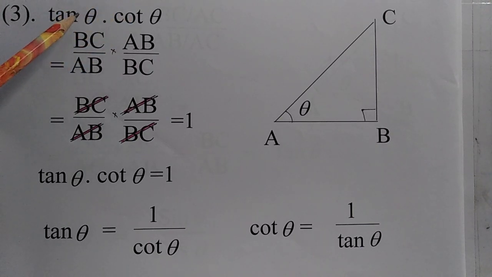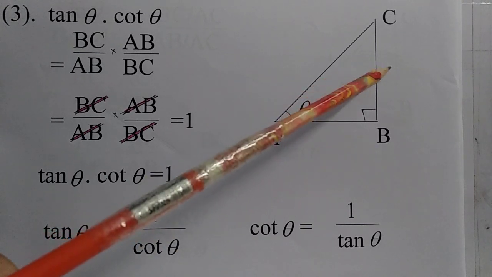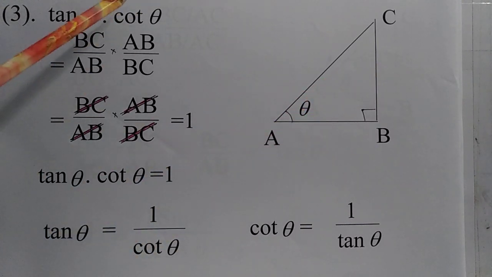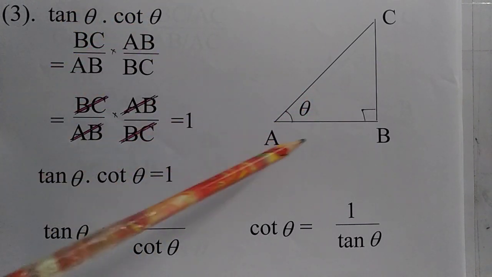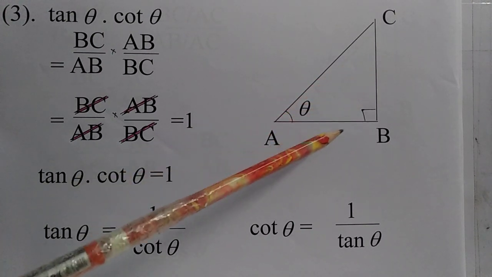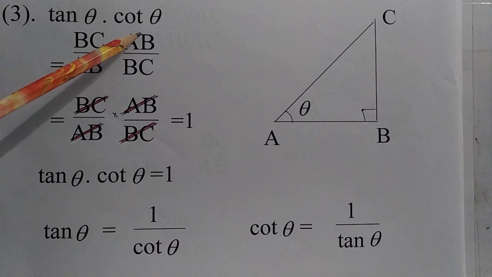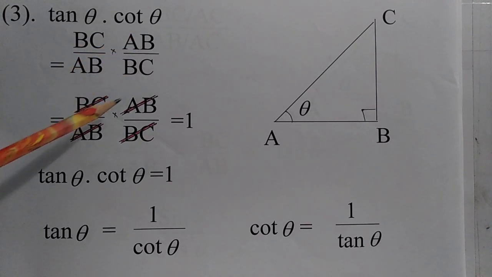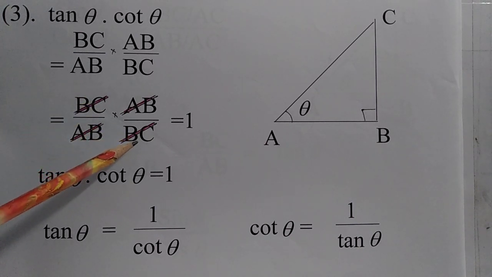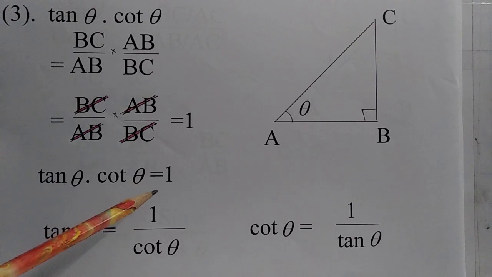Tan theta is defined as opposite side to theta by adjacent side to theta, that is BC by AB. Cot theta is defined as adjacent side to theta by opposite side to theta, that is AB by BC. Tan theta into cot theta equal to BC by AB into AB by BC. AB gets cancelled and BC gets cancelled. We got 1.